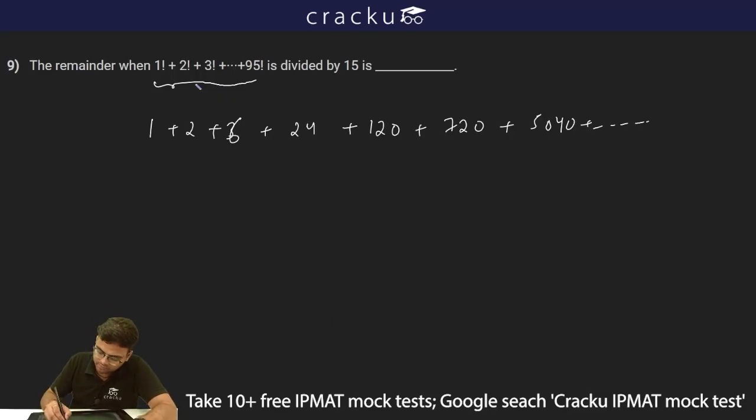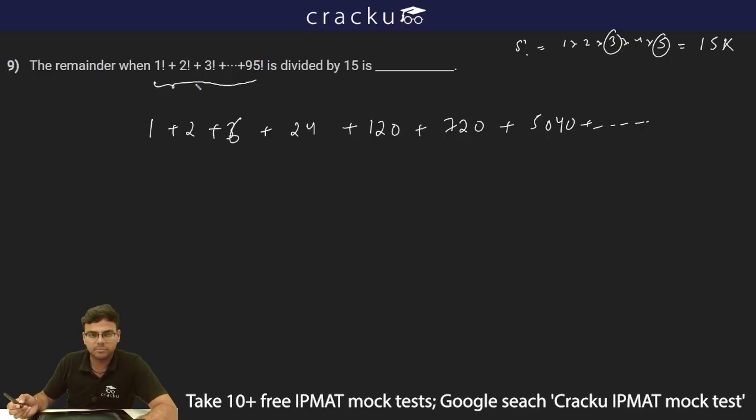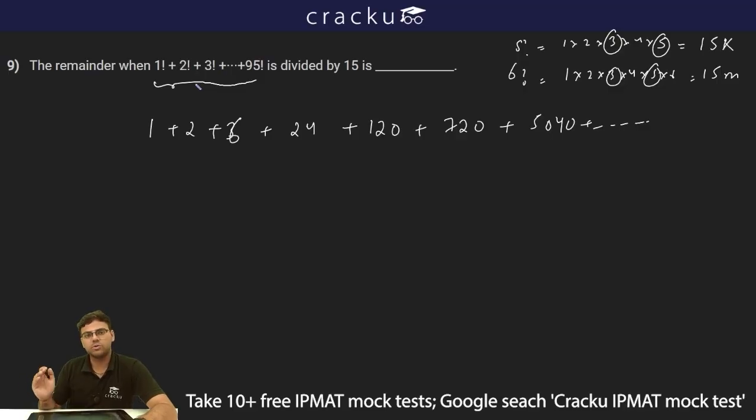Now from 5 factorial, what will happen? 5 factorial can be written as 1 into 2 into 3 into 4 into 5. Now there is 3, there is 5. So 5 factorial will be 15 into some constant number. Similarly, 6 factorial is 1 into 2 into 3 into 4 into 5 into 6. Again we have 3 and 5 factors, so we can write 15 into some other constant number. Similarly for 7 factorial, 1 into 2 into 3 into 4 into 5 into 6 into 7. Again, there are 3 and 5 terms available.